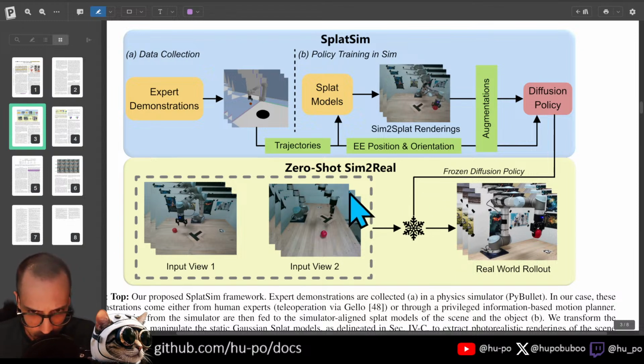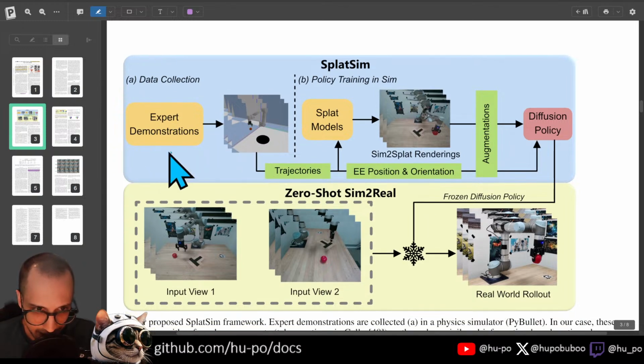Okay, so we're starting with this robotics paper here, and the first thing that you have is expert demonstrations in sim, and this is what sim looks like, right? So this is a simulation, and this is a classic PBR, mesh-based simulation, where every single rigid body has a mesh, which is a bunch of vertices.